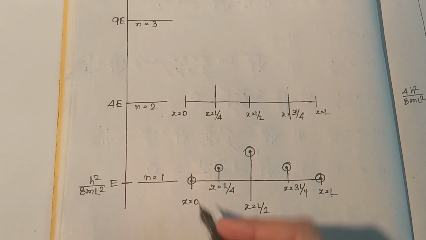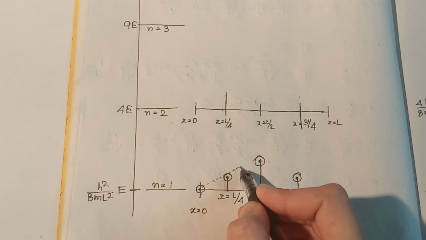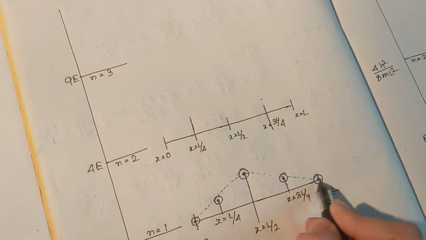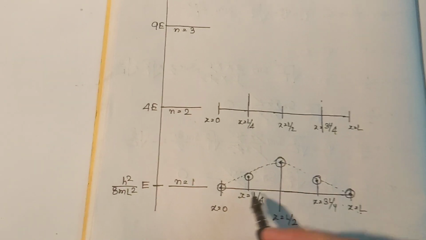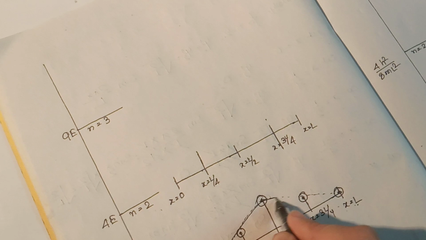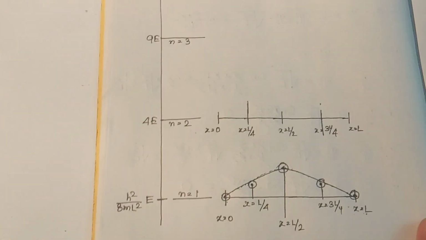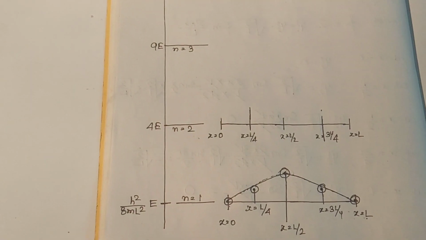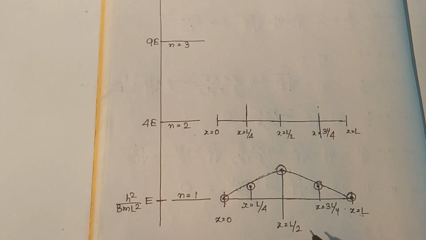Okay, so we will just draw a line to meet all the points, and the nature of the wave function will come in this manner. This is the way we can draw the wave function for the particle which is kept in a one dimensional box.